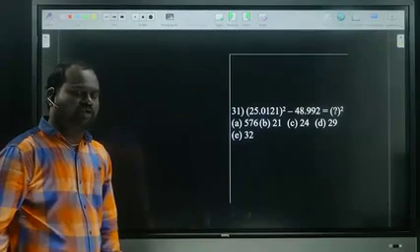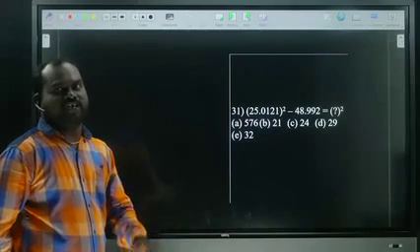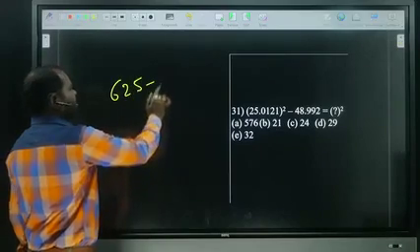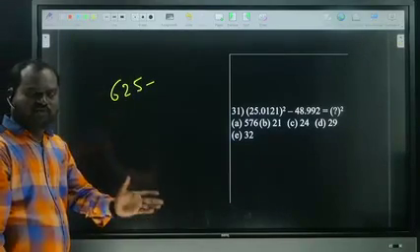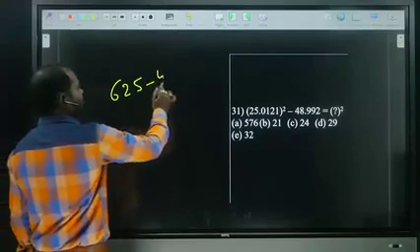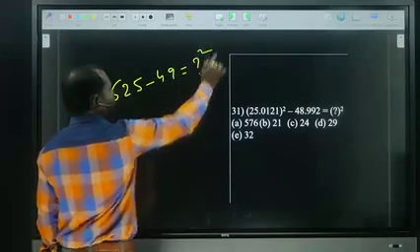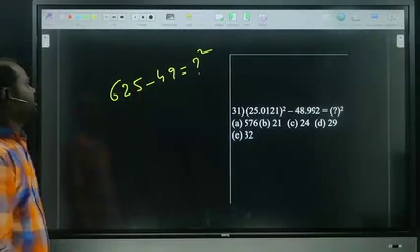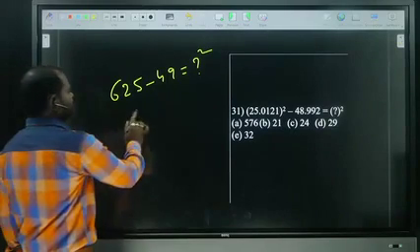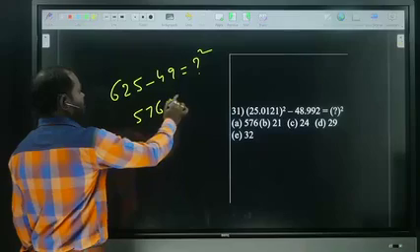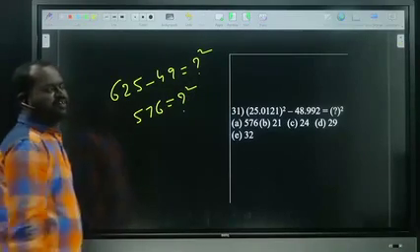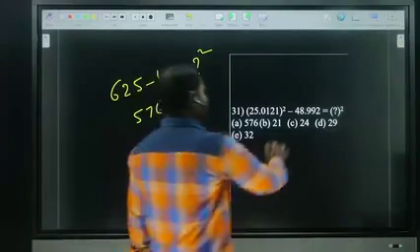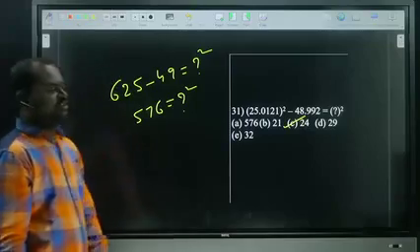25.0121 we can take as 25. What is 25 square? 625 minus 48.992, that is very close to 49, is equal to question mark square. 625 minus 49, how much? 576. 576 equals question mark square. 576 is which number's square? 24 square. So what is the answer? Option C. Right.